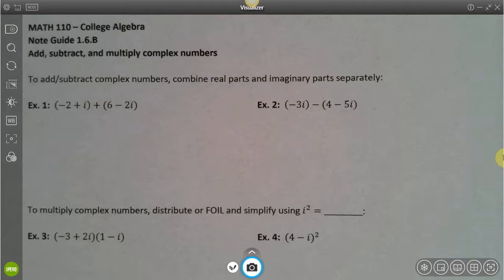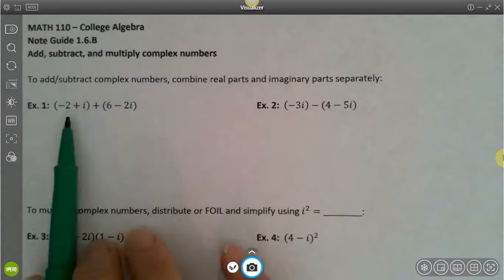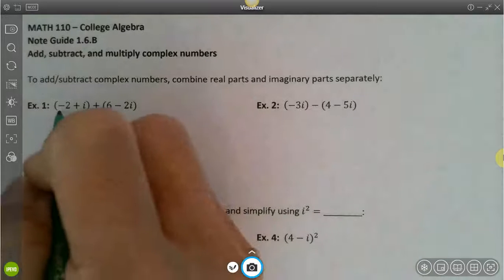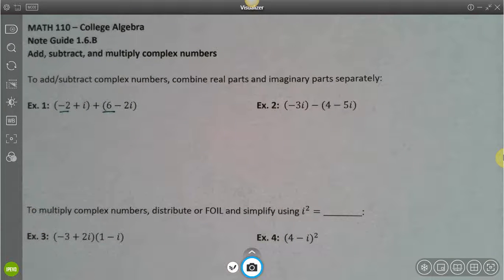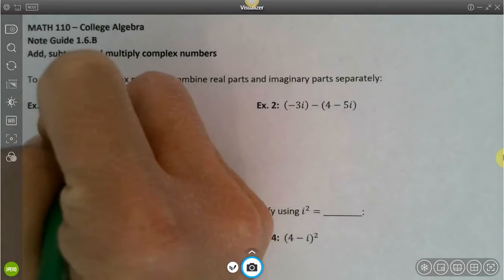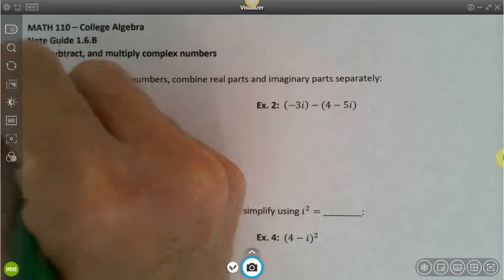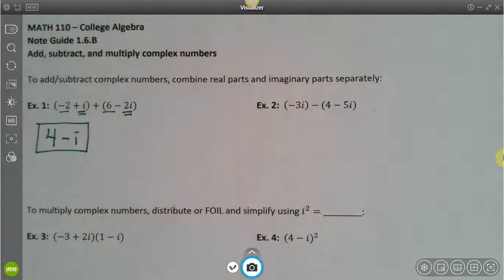Adding and subtracting complex numbers is no more complicated than combining like terms. Because to add and subtract complex numbers, you just need to combine the real parts and the imaginary parts separately. So for example, to add negative 2 plus i and 6 minus 2i, I'm just going to put the real parts together, negative 2 plus 6, which is 4, and then the imaginary parts, 1i minus 2i, leaves me with a negative i. So 4 minus i would be my answer.